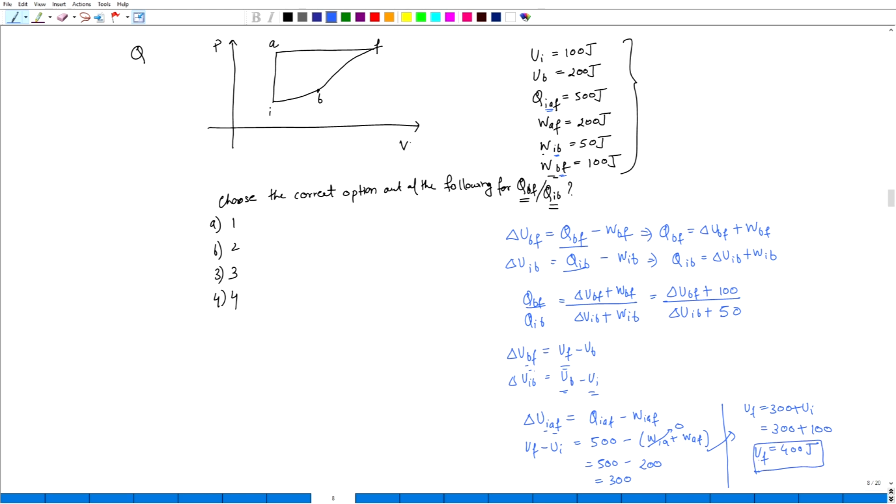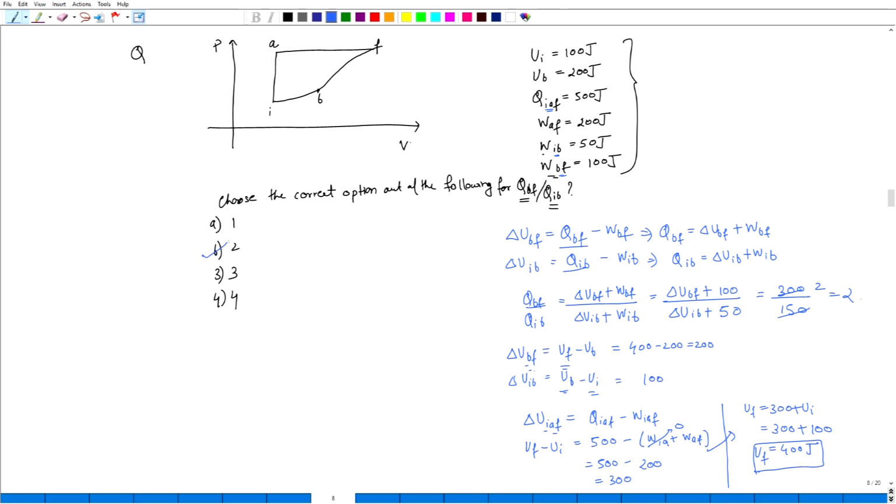So I have UF, UB and UI. UF minus UB, 400 minus 200, is equal to 200. UB minus UI is 100. So delta UBF is 200 plus WBF 100, that is 300, divided by IB, 100 plus 50, that is 150. So the ratio is 2. So the correct option is this.